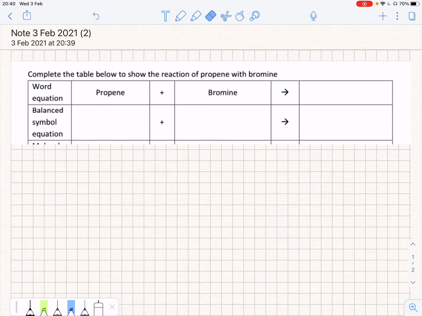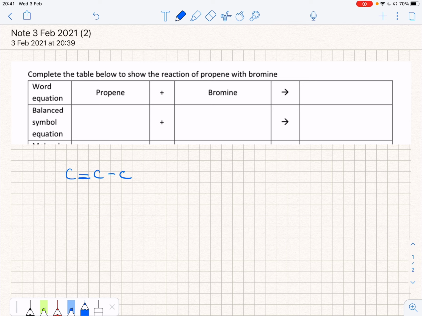Okay, in this video I was asked to explain what happens with propene when we add bromine water to this. So we must remember that propene is an alkene, and that means it has a double bond. So let me draw propene. Remember, prop is 3 carbons in the chain, and I'm going to make one of those a double bond.